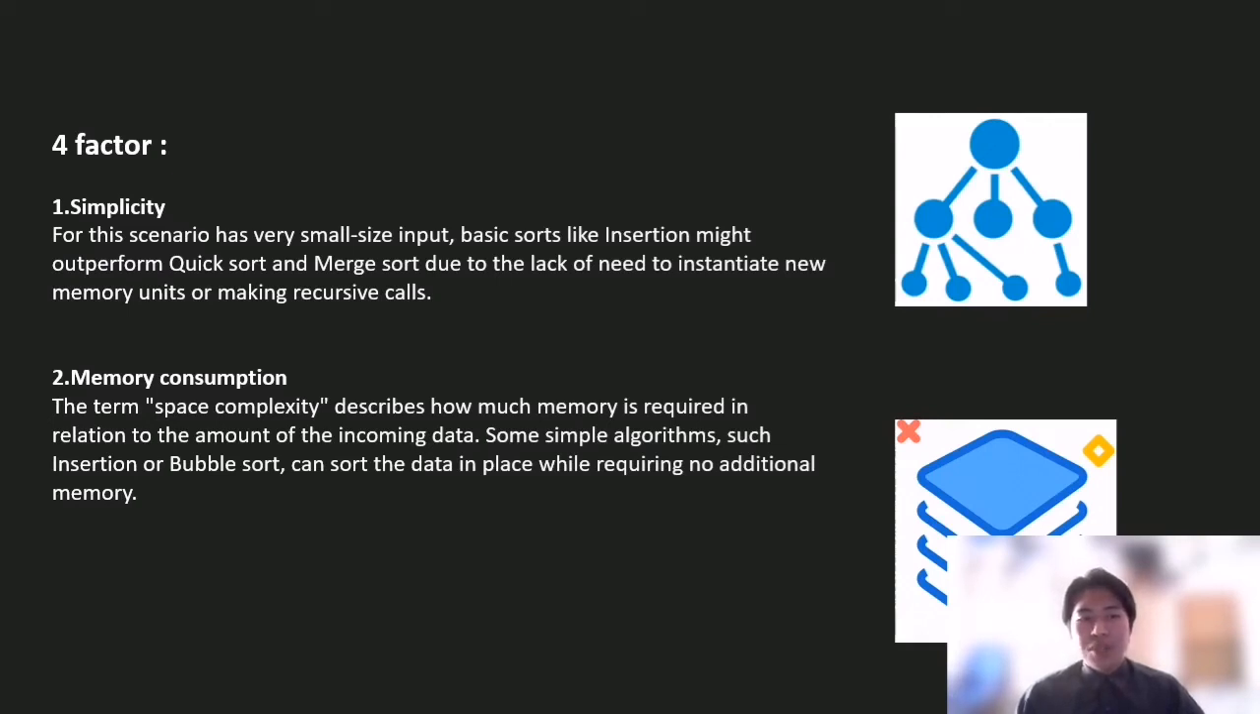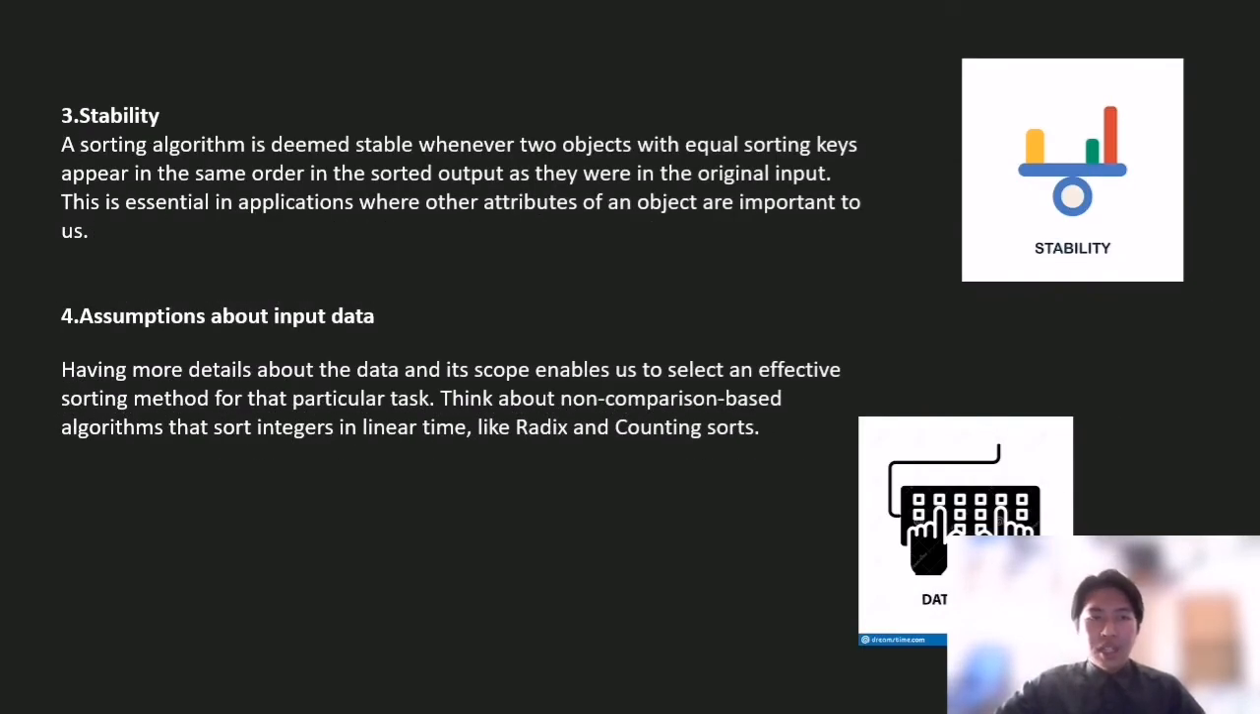Secondly is memory consumption. The term space complexity describes how much memory is required in relation to the amount of incoming data. Some simple algorithms such as insertion or bubble sort can sort the data in place while requiring no additional data. Thirdly, stability. A sorting algorithm is deemed stable whenever two objects with equal sorting keys appear in the same order in the sorted output as they were in the original input. This is essential in applications where other attributes of an object are important to us.